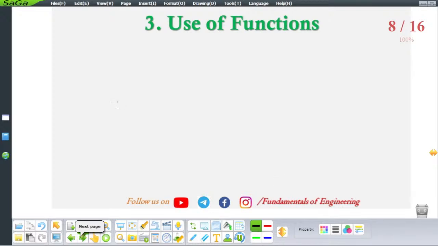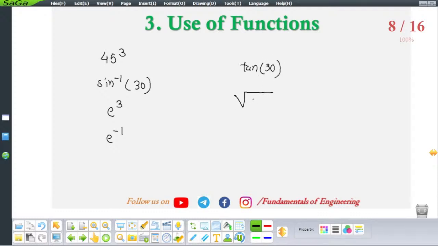For this we will take one example to find out 45 cube. This is simple, you can find out, but how to find out that we are going to see. Then sine inverse 30, these functions we will find out. e raised to 3 or minus e raised to 1, how to get that we will also find out. Then tan 30, how to find out that we are going to see. The square root of any value, suppose 2, 3, 4, 5, 6, how to find out that square root, that we are going to see.